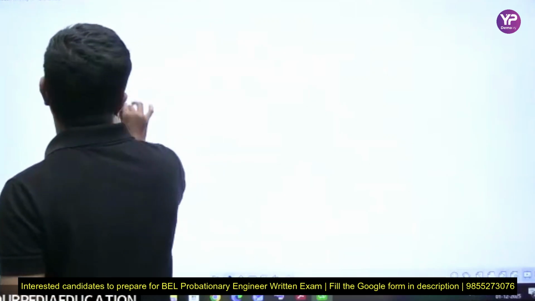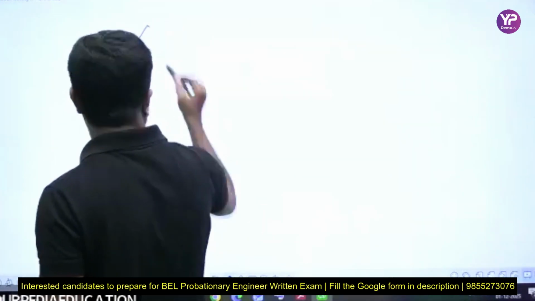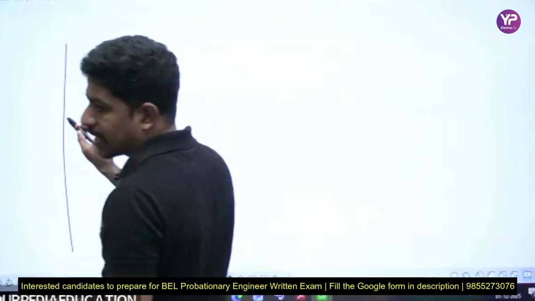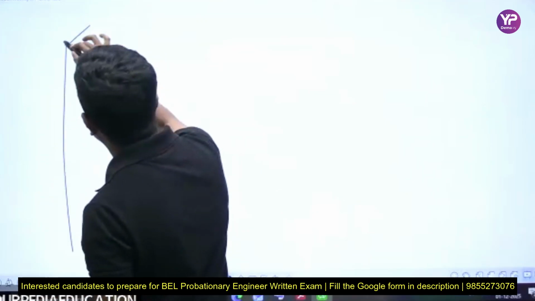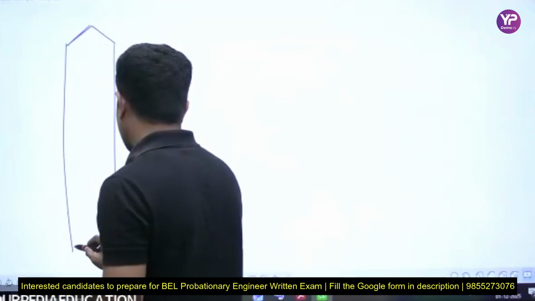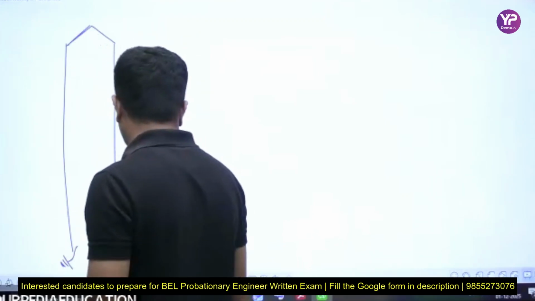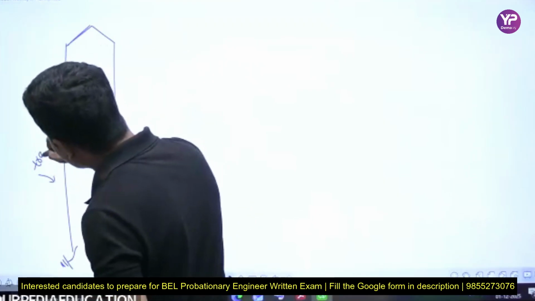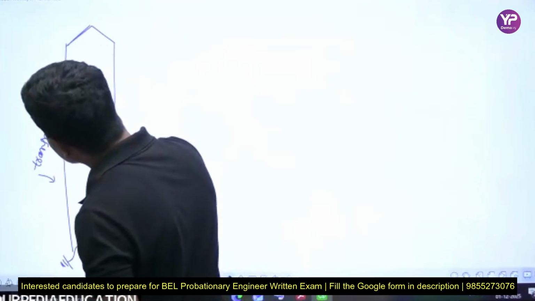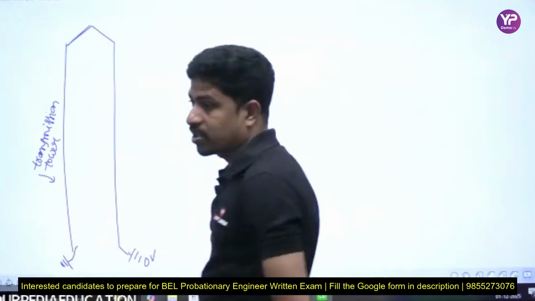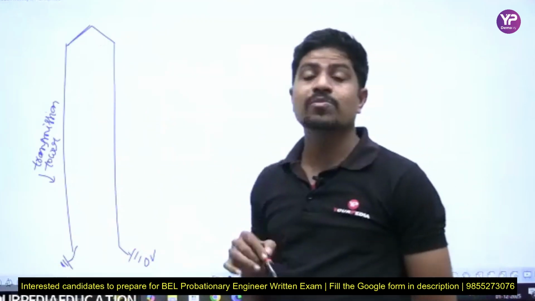Now this is the transmission tower I'm drawing. I hope this area is visible to all of you. This is the transmission tower, which is kept on the ground. This is 0 volt. And this tower is made up of what? A question may be asked: with what material is the transmission tower made?